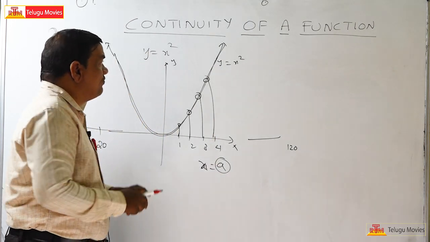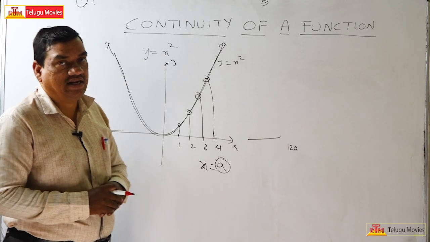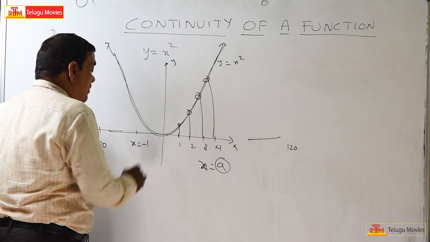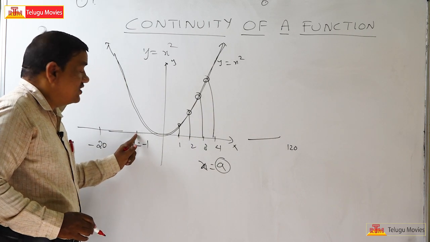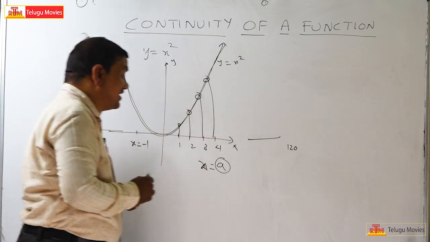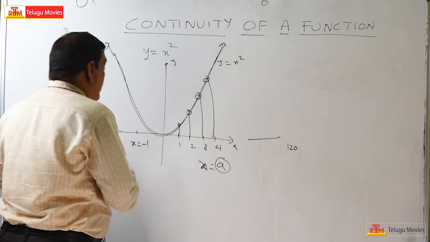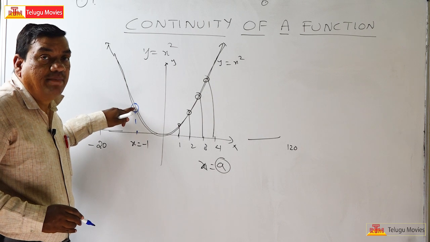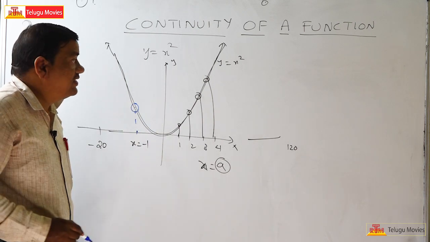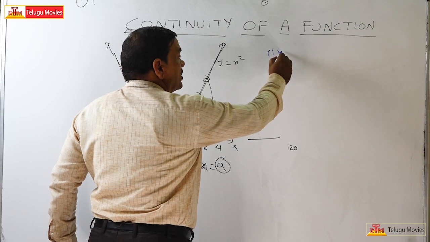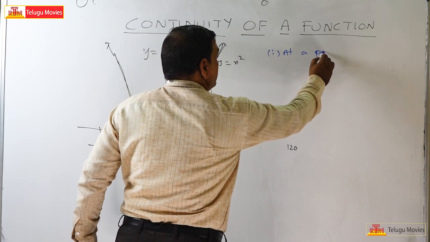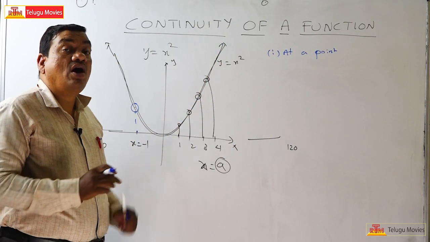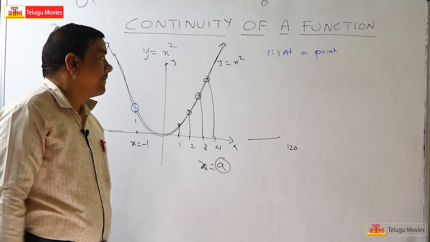Now for continuity of a function, two cases arise. The first case is at a point. For example, if it is x is equal to minus 1, if you want to check whether the graph is continuous at a point, then we will check it here, whether it is continuous, and at that point whether there is any break or not. So that means two cases arise. What is continuity at a point? At a particular point, we have to check whether it is continuous or there is a break.